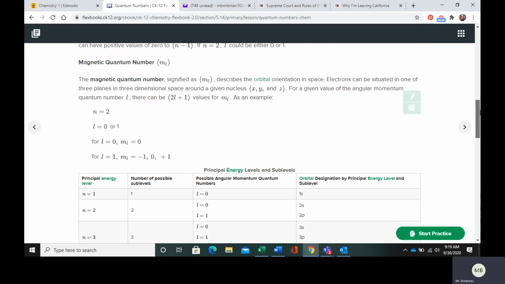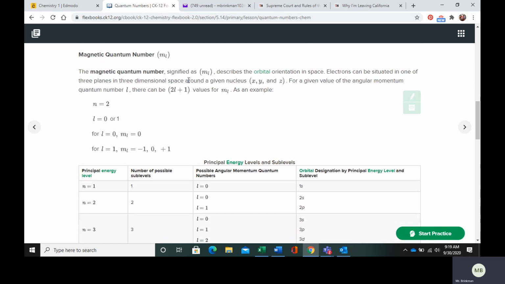Magnetic quantum number. Okay, the magnetic quantum number describes the orbital orientation in space. All right, so electrons are going to be in one of 3 planes in 3-dimensional space around a nucleus. So you have the x-axis that is horizontal, you have the y-axis that is vertical, and you have the z-axis that is horizontal in a different direction. All right, this is 3-dimensional space. You have the x, y, and z axes.